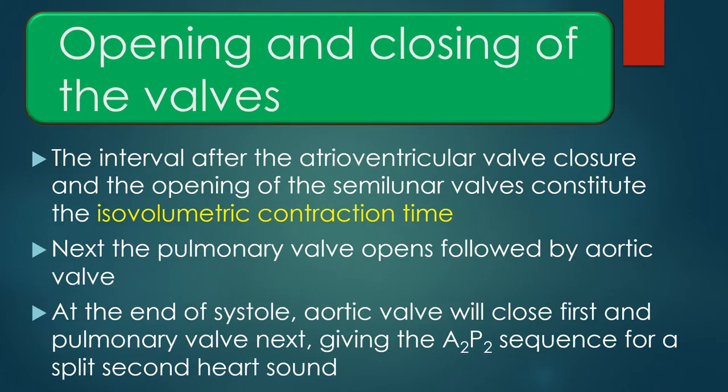The interval after the atrioventricular valve closure and the opening of the semilunar valves constitutes the isovolumetric contraction time. Next, the pulmonary valve opens, followed by the aortic valve. At the end of systole, the aortic valve will close first and the pulmonary valve next, giving the A2-P2 sequence for a split second heart sound.